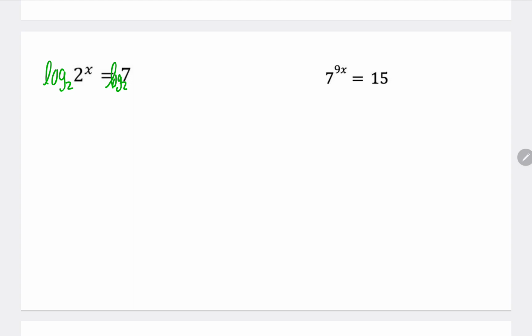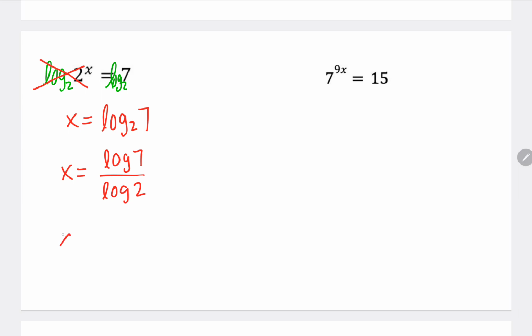Just like addition and subtraction undo each other, multiplication and division undo each other, logarithmic expressions undo exponential expressions. So the log base 2 cancels out with that base of 2, and all that's left on the left side of the equal sign is x. On the right side of the equal sign, we have log base 2 of 7. Now you can't type that into your calculator, so we have to use the change of base formula, which says log base 2 of 7 is the same thing as log of 7 divided by log of 2, using that common log.